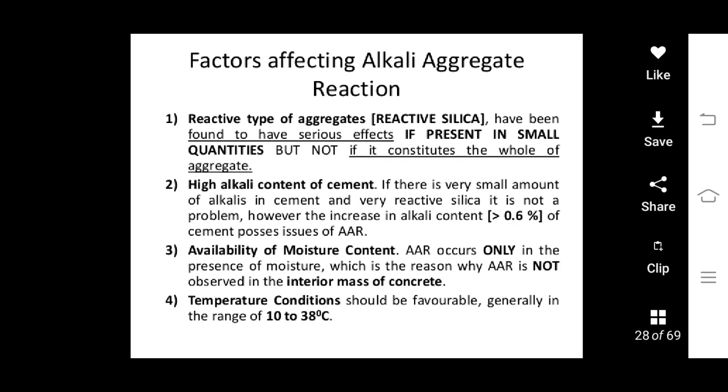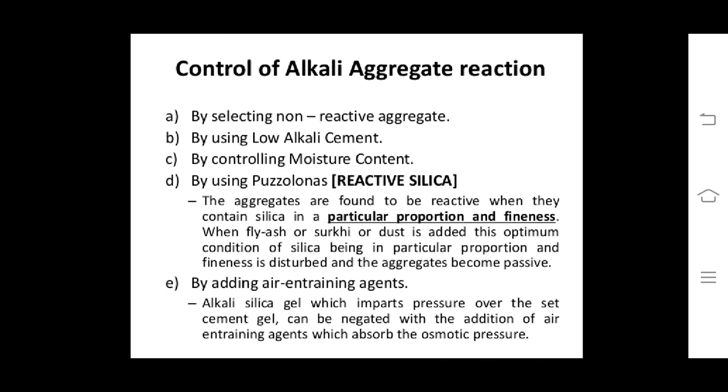Availability of moisture: alkali aggregate reaction occurs only in the presence of moisture, which is the reason alkali aggregate reaction is not observed in the interior mass of the concrete. Temperature conditions. The temperature should not go more than 38 degrees centigrade, and it should range between 10 to 38 degrees centigrade only to avoid alkali aggregate reaction.